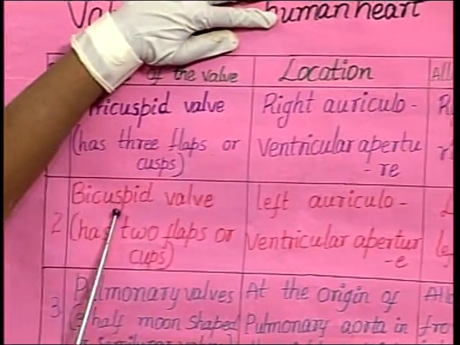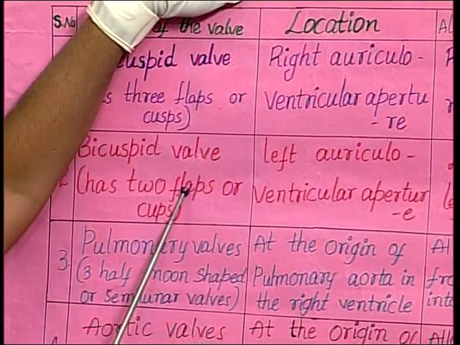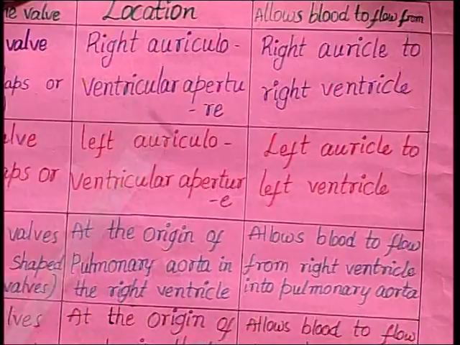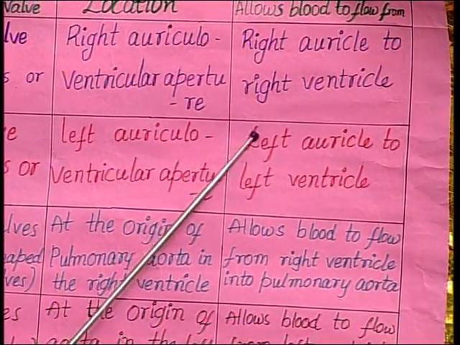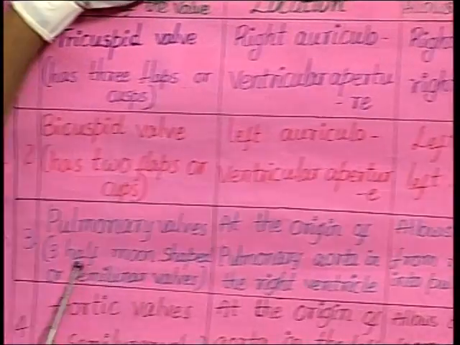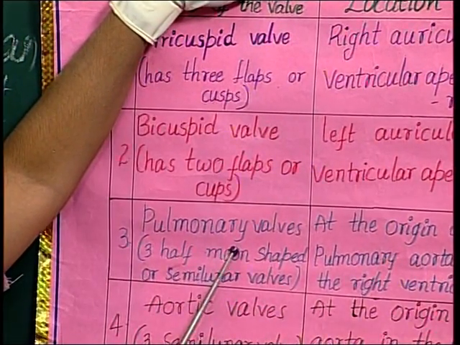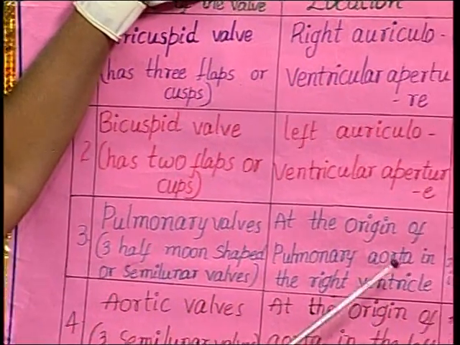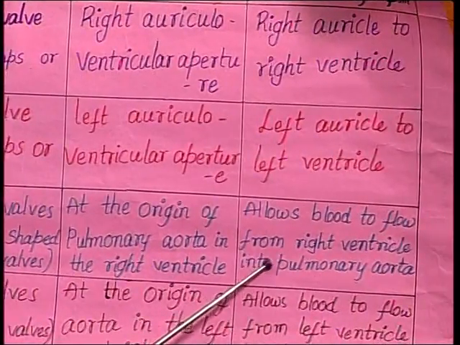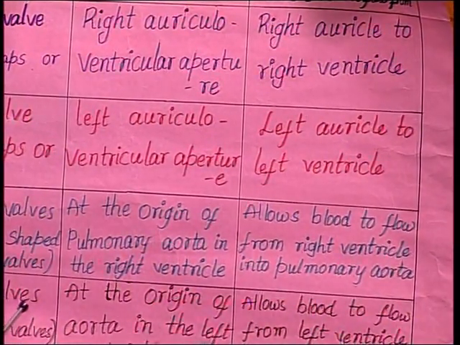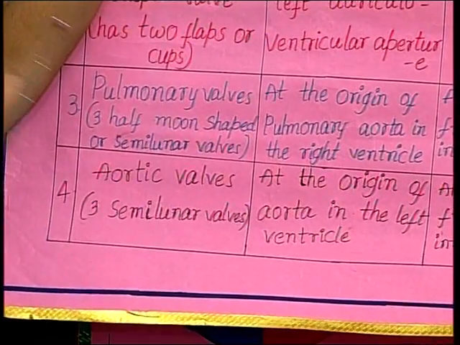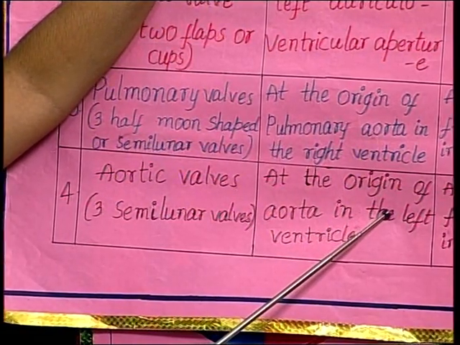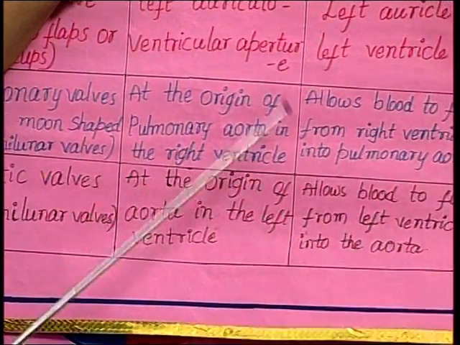And next, the bicuspid valve. It is present in between the left auricle and left ventricle, and its function is to pump the blood from the left auricle into the left ventricle. And next is the pulmonary valve. The pulmonary valve pumps the blood from the right ventricle into the pulmonary aorta, and this is the aortic valve. The aortic valve is present at the origin of the systemic aorta, and this aortic valve allows the flow of blood from the left ventricle into the systemic aorta.